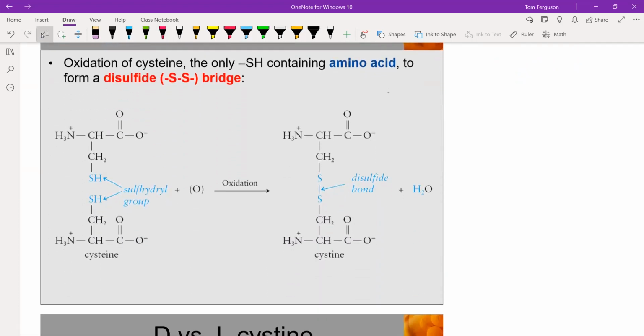Okay, we have one amino acid, cysteine, which has a thiol group in it. If we oxidize, and remember, when we oxidize organic compounds, we remove hydrogens.